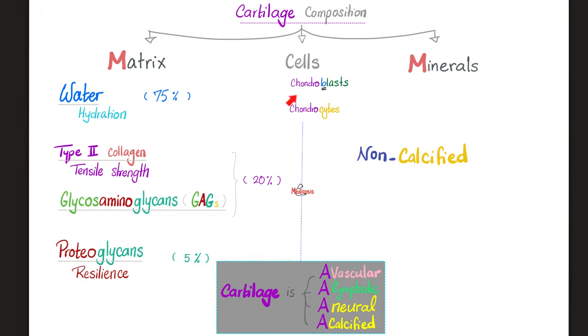The cells of the cartilage are chondrocytes. Who made them? Chondroblasts.